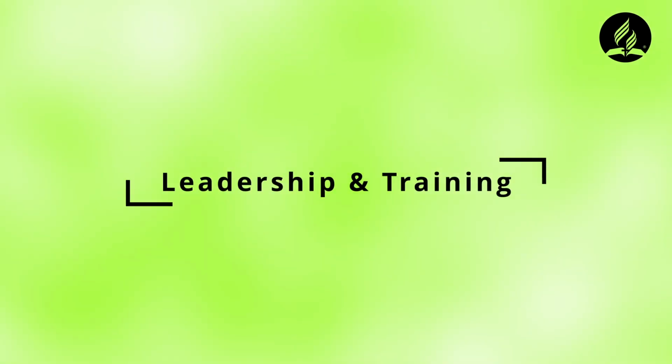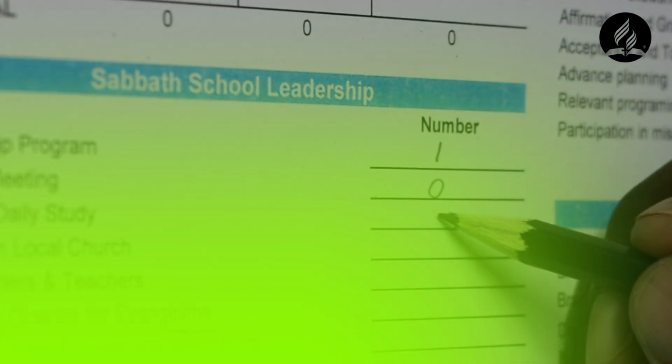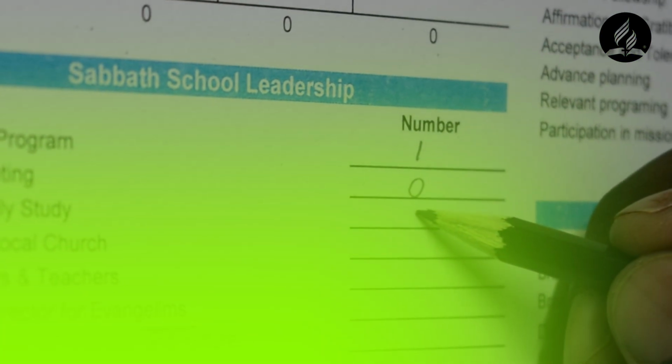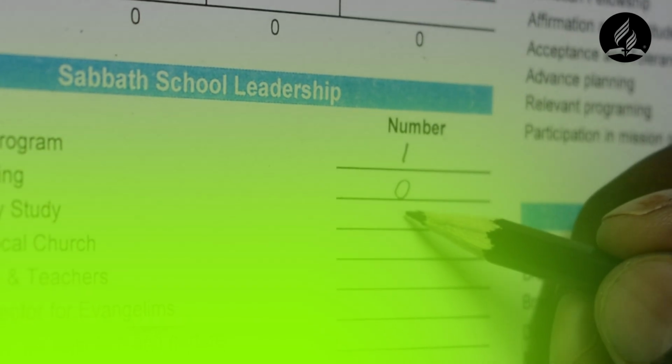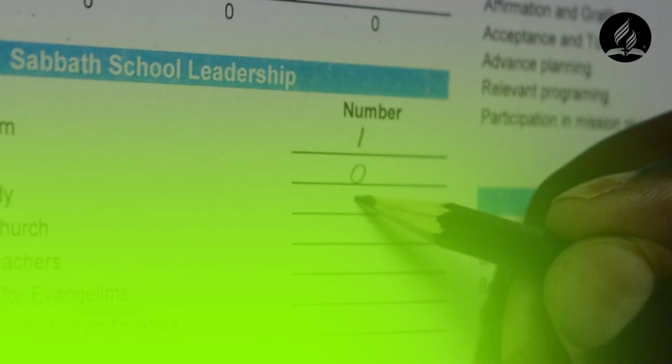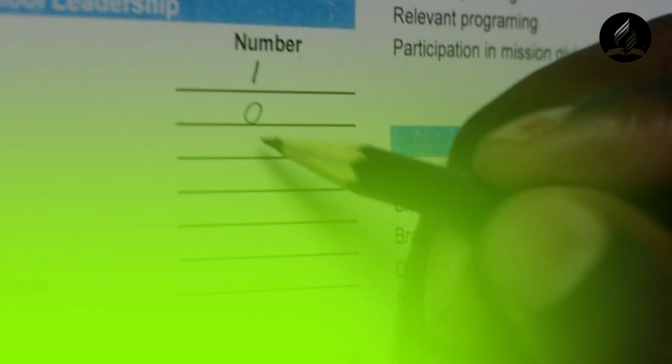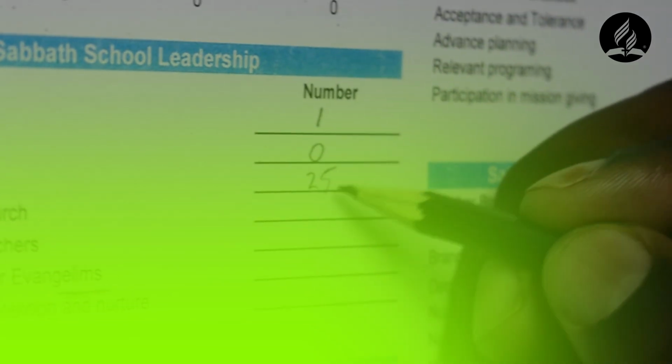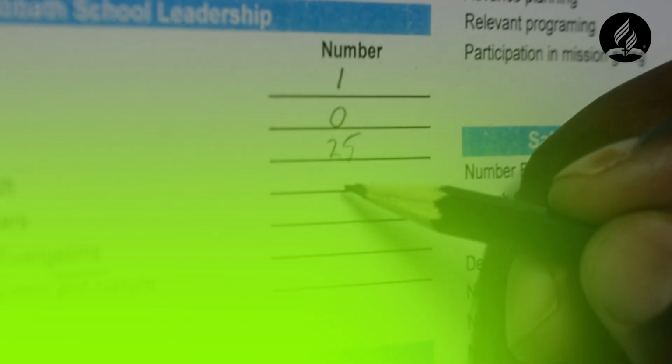Section 4, leadership and training. Here you'll indicate leadership development activities. What is happening in your Sabbath school to build the capacity of your leaders? Did your Sabbath school leadership host or attend training? Did you have a Sabbath school council meeting? How many certified teachers and leaders are in your local church? Did your team engage in advanced planning?